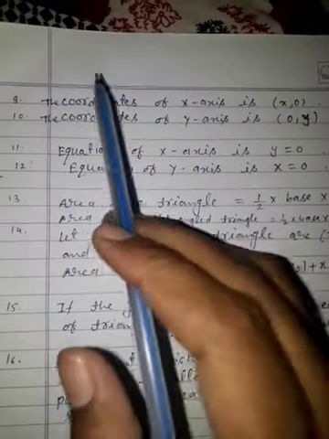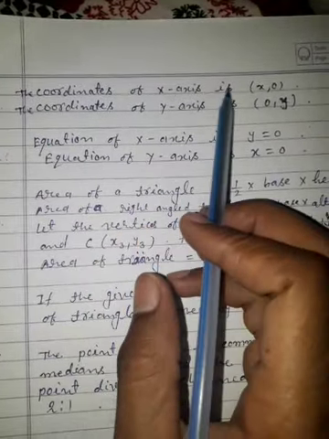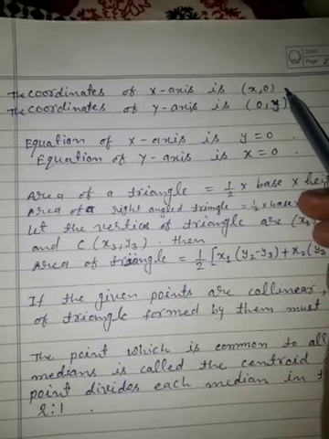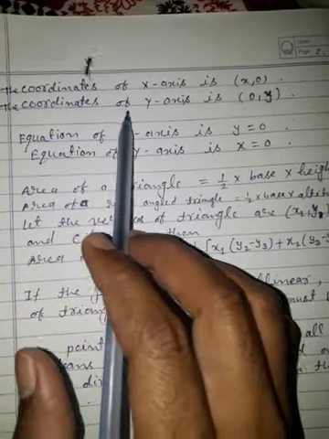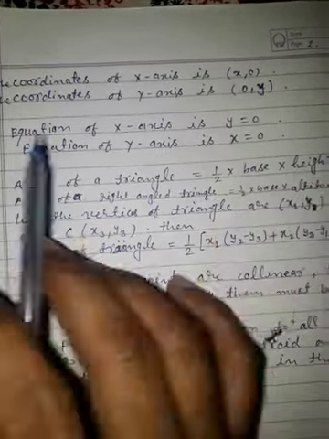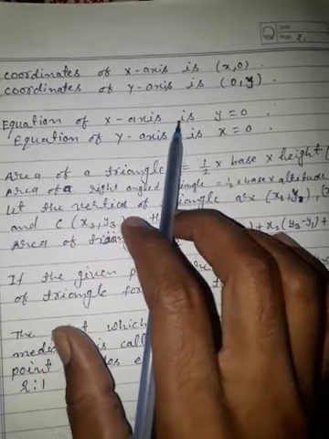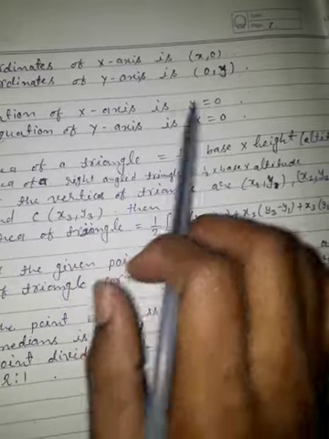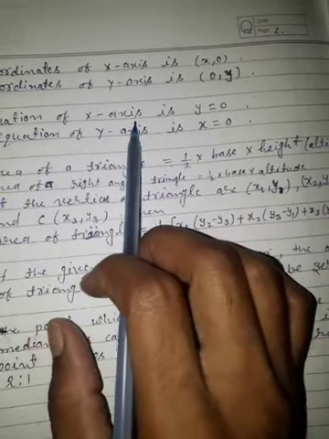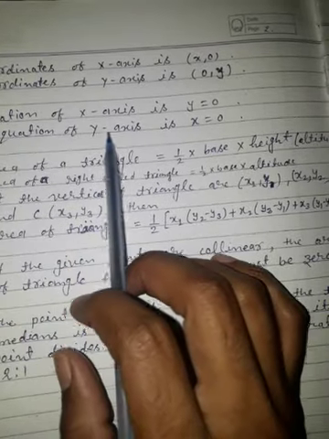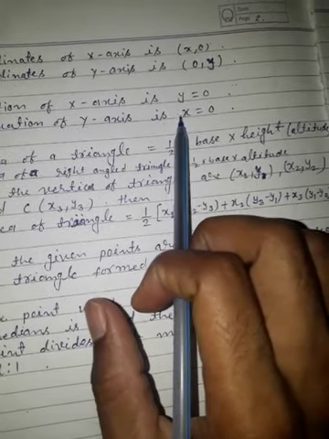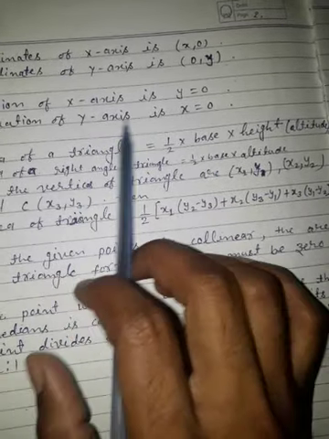Next point, the coordinates on the x-axis are (x, 0) and the coordinates on the y-axis are (0, y). The equation of the x-axis is y equal to 0, means y coordinate is always 0, so this equation represents the x-axis. And the equation of the y-axis is x equal to 0, means this equation represents the y-axis.